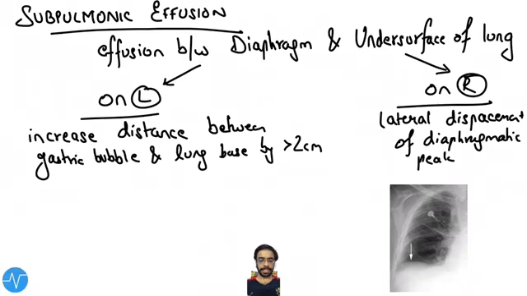Now the next is the subpulmonic effusion. What do you mean by subpulmonic effusion? If the effusion is between the diaphragm and the undersurface of the lung, that is subpulmonic effusion. Now how will you see it? If it is on the right side, there will be lateral displacement of the diaphragmatic peak, and if it is on the left side, the distance between the gas bubble and the lung base will be more than 2 cm.